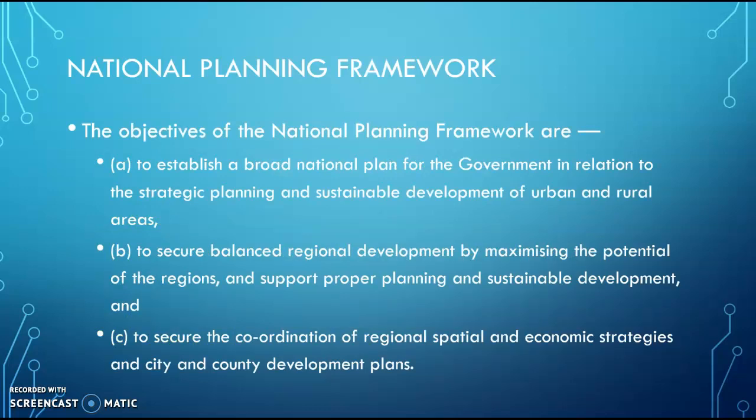So national planning framework then, so this is, as we were saying before, the state level or the country level plan that governs how development should be carried out in the state. So it establishes a broad national plan for government in relation to strategic planning and sustainable development of urban and rural areas. It's supposed to provide for balanced regional development that maximises the potential of the different regions. And it's supposed to enable coordination of the regional spatial strategies. So as we said, that's a 10 to 20 year plan for the whole country.